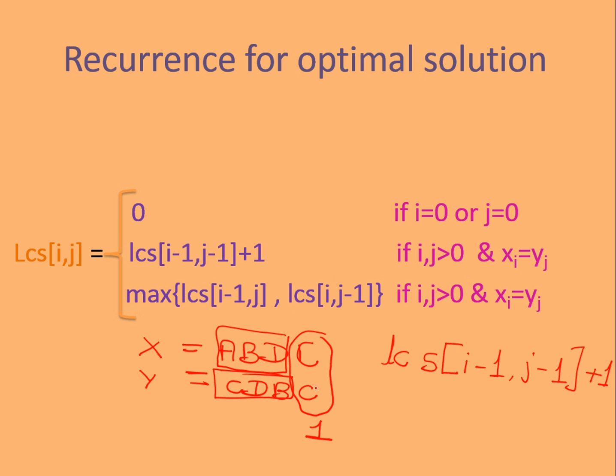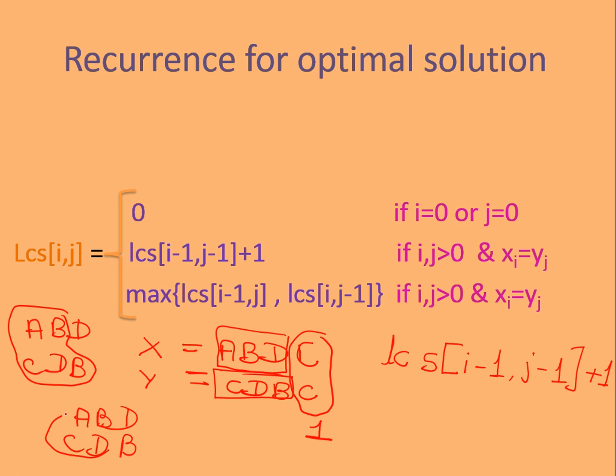Or if they are not the same, as we considered before, A, B, D and C, D, B, then I'll pick up the maximum of either this or this. So this is my first case. Second case, whatever be the maximum LCS of first and second, I'll pick it as LCS of the complete two strings X and Y.